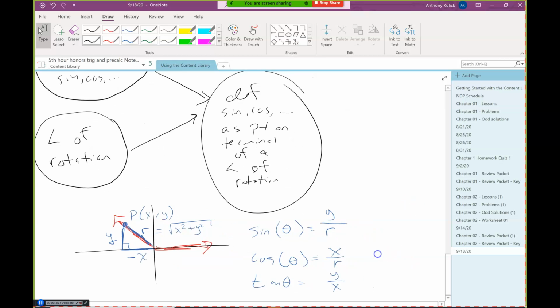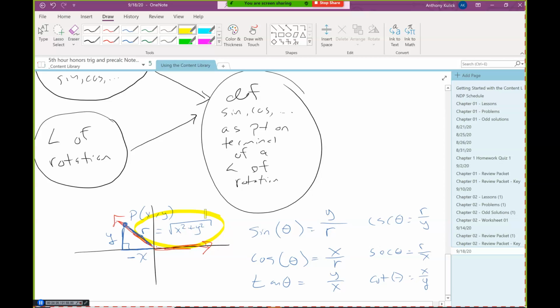And then if we continue doing this for the other ones, cosecant was hypotenuse over opposite. Secant was hypotenuse over adjacent. And cotangent was adjacent over opposite. Right? And this is about where we left yesterday. Everybody kind of remember that? Okay. What we're going to do today is a little bit more with this.